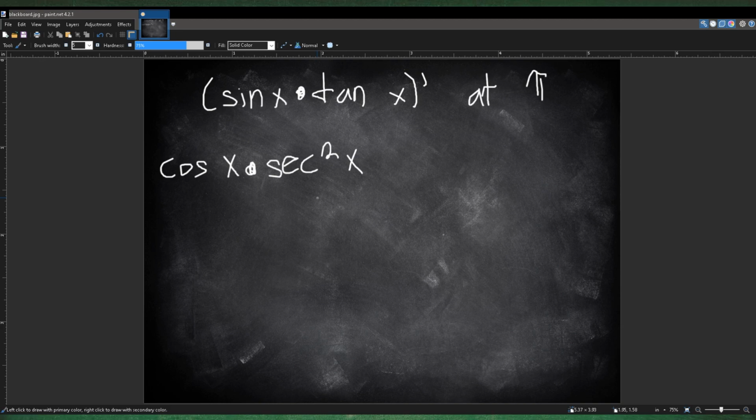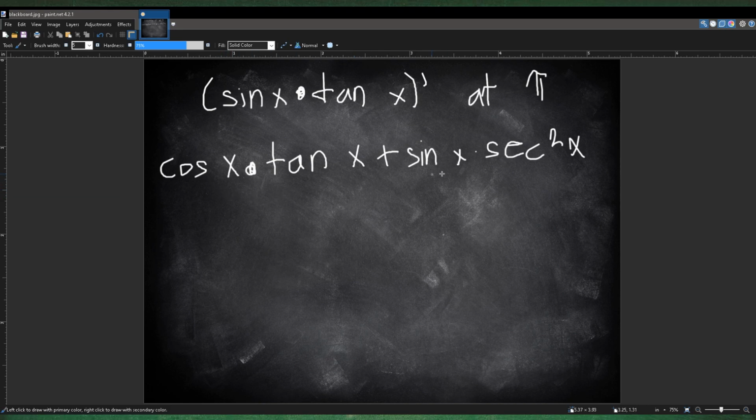Let's keep going. So we have the regular function of sine times, sorry, I messed up a bit. So, derivative of sine, and then you leave the second one the same, so tangent of x. And then plus the regular function, which is sine of x, times that derivative. So this one is the secant squared x. I'm sorry about that.